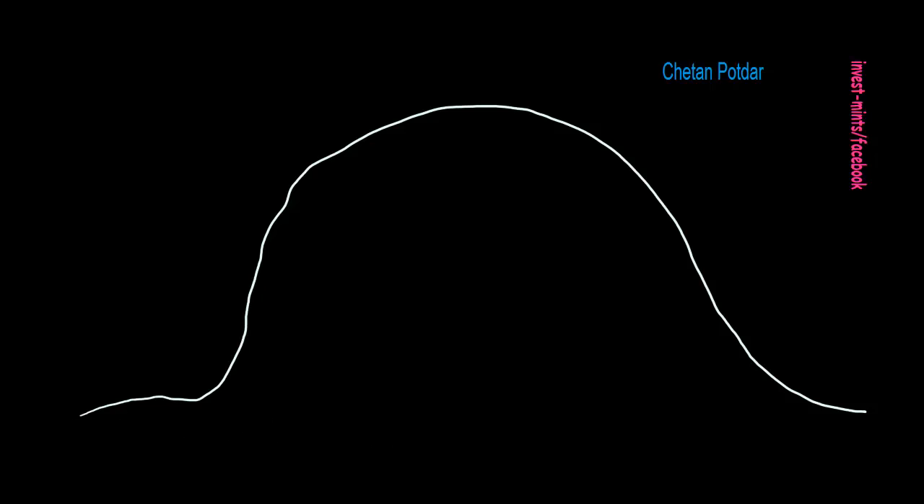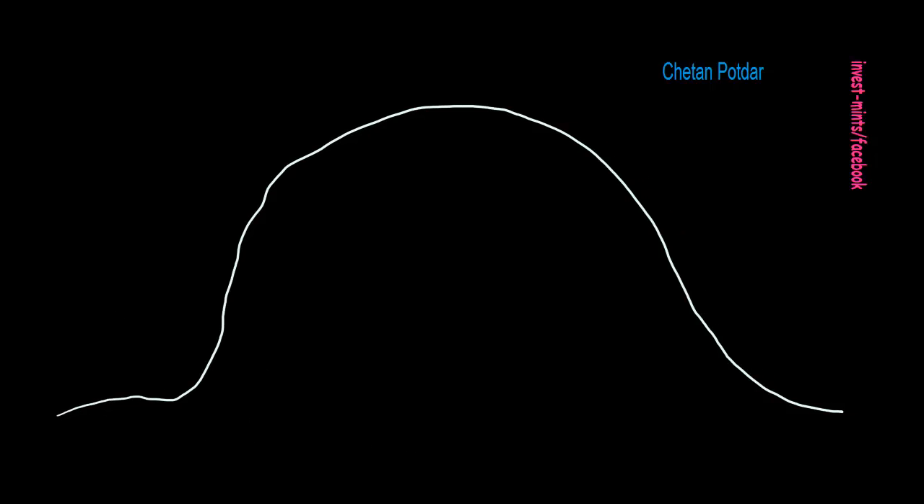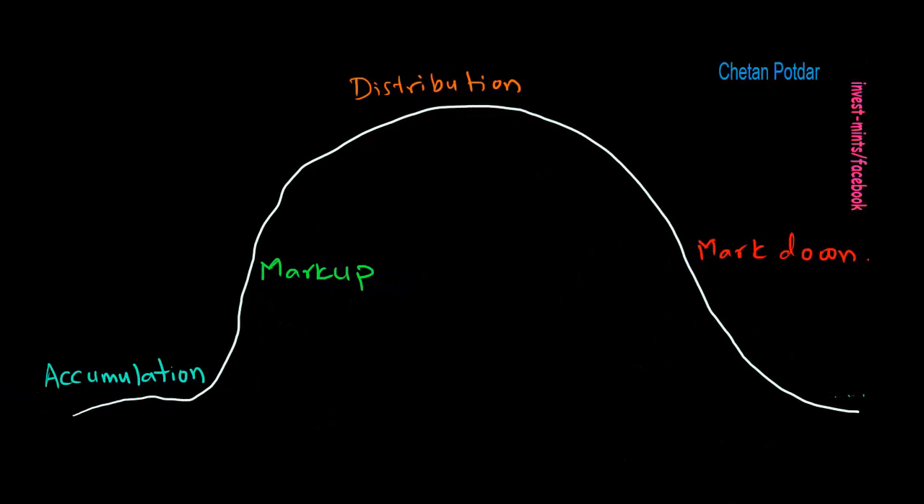So let us consider this to be the price, and let's call this accumulation. There is a markup, distribution and markdown. In accumulation, the price moves sideways and then starts going up, and as the price starts going up, it is called a markup. As the price goes up and loses its momentum and starts going sideways, it is called a distribution. And as the distribution gets over and the price starts coming down, it is called a markdown.